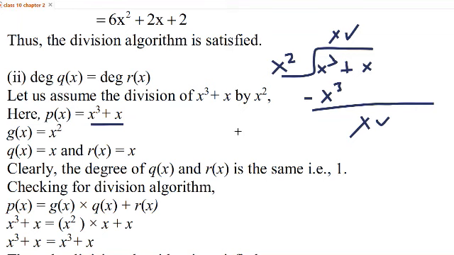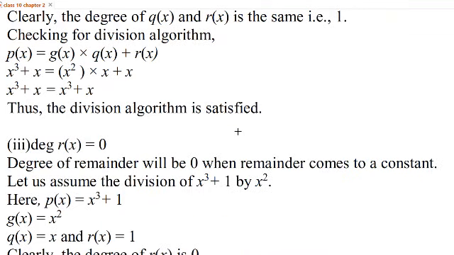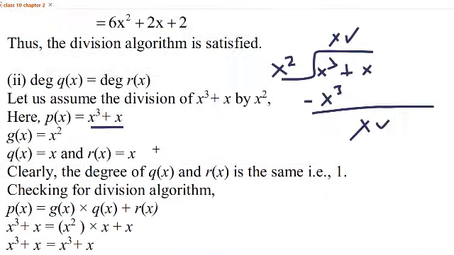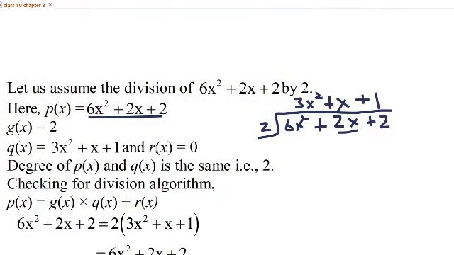Okay. Now next, third one, where the degree of remainder is 0. Degree 0 means remainder is a constant term. So for this you can take the same example as in example 1, because there also the remainder was 0, and 0 means the degree of remainder is 0, isn't it? This is a constant, so the degree is 0. So you got examples for all the 3 parts.